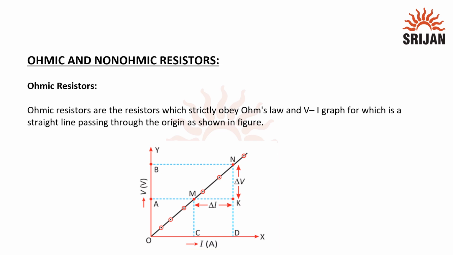In this video, we will learn about ohmic and non-ohmic resistors. Let's understand about ohmic resistors. Ohmic resistors are the resistors which strictly obey Ohm's law, and the VI graph, that is the potential difference and current graph, for them is a straight line passing through the origin as shown in the figure. So all the ohmic resistors will follow this graph.